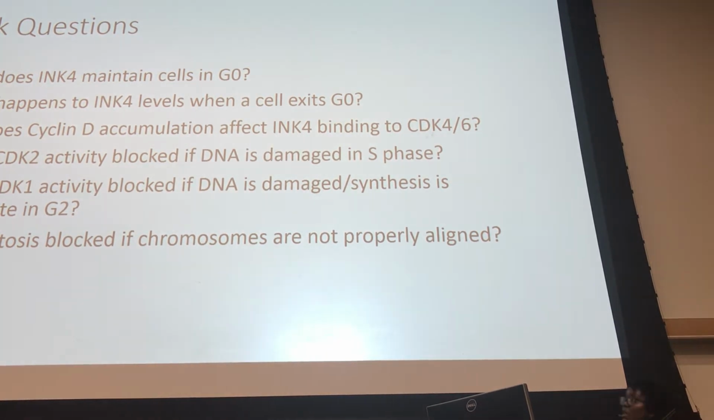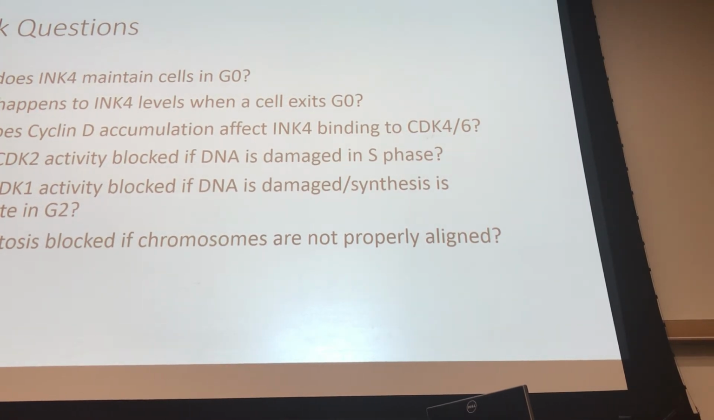Okay, you guys, that third quick question I didn't go over with you. So this one here: how does cyclin D accumulation affect INK4 binding? What happens is as cyclin D starts to accumulate, it displaces INK4.